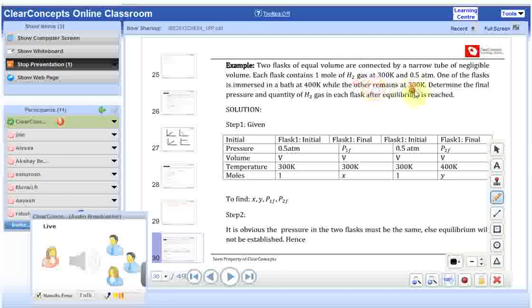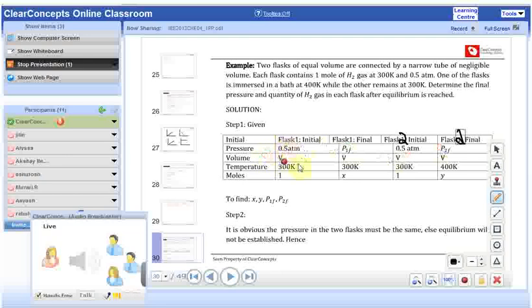One of the flasks is then immersed in a bath, and therefore its temperature is raised to 400 Kelvin, while the other remains at 300 Kelvin. What we need to find out is the final pressure and quantity of H2 gas in each flask. You're given pressure, 0.5 atmosphere, you don't know what the final pressure is. Again, you're given 0.5 atmosphere, you don't know what the final pressure is.